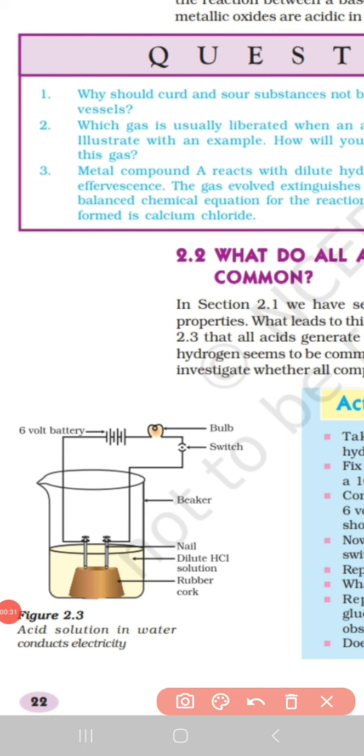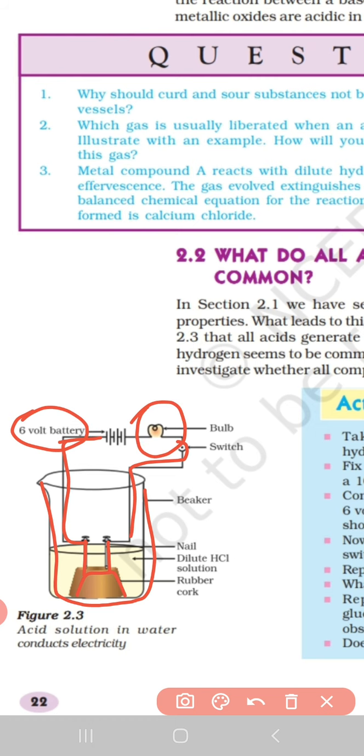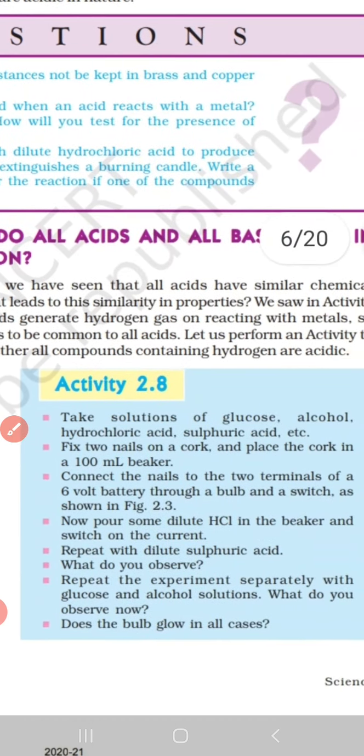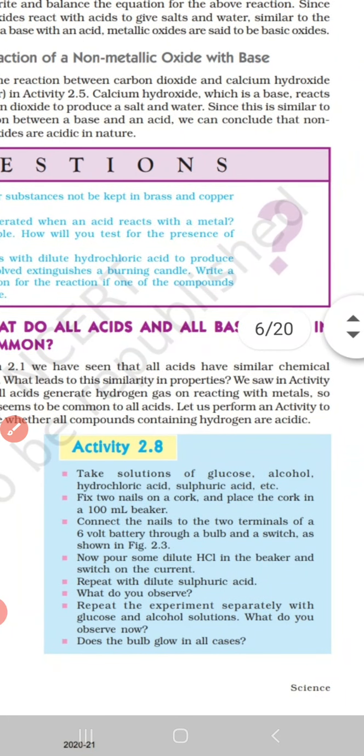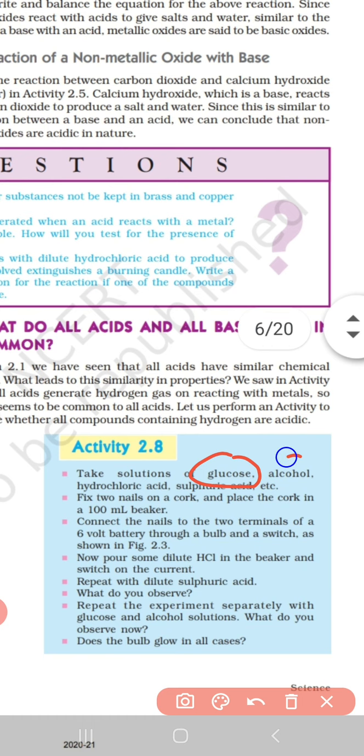See, there is a beaker. Take a beaker. Take a rubber cork. Take two iron nails and connect those iron nails to a 6-volt battery, and also connect a bulb. Now, first, take some solutions: glucose solution, alcohol solution, hydrochloric acid and sulfuric acid.